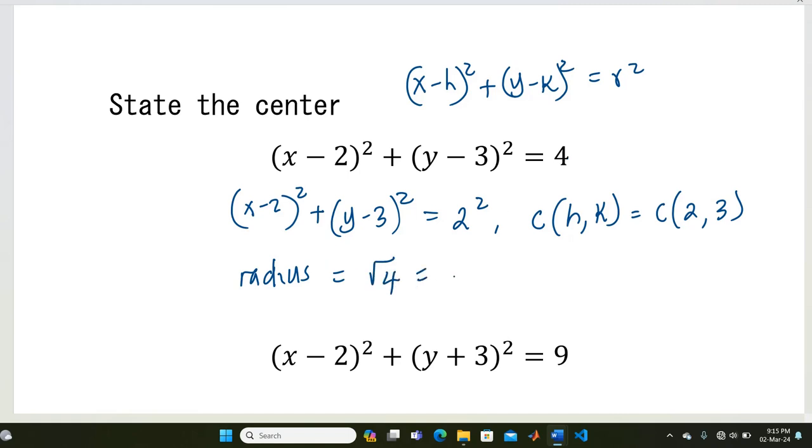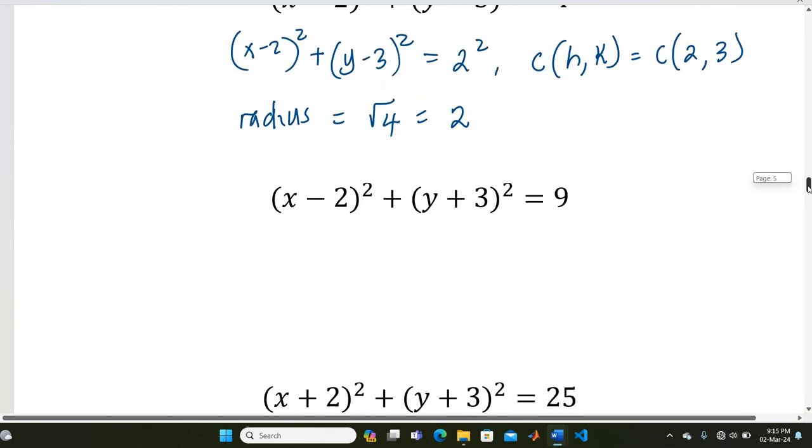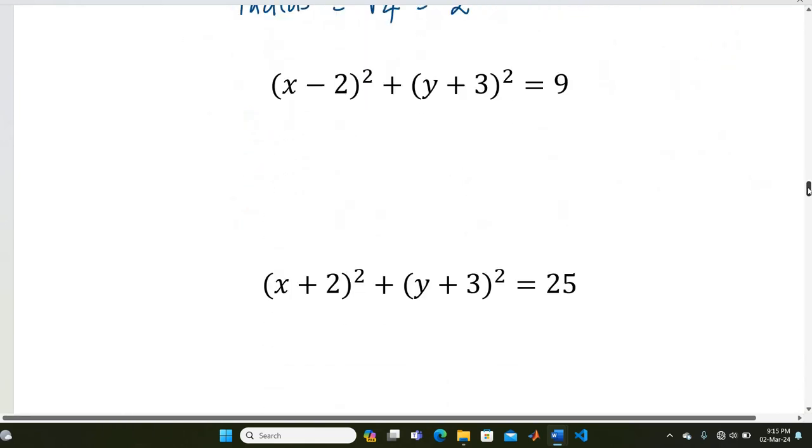And here we take a positive value, which is going to be 2. So we have the center (2, 3) and the radius 2. Let's go to another part so that we get another example to understand this more.